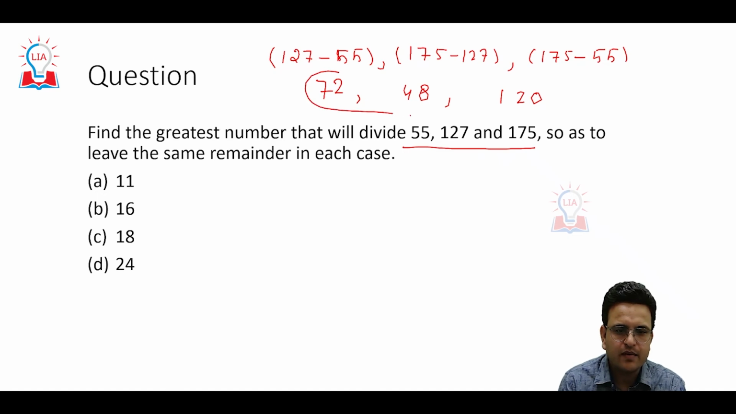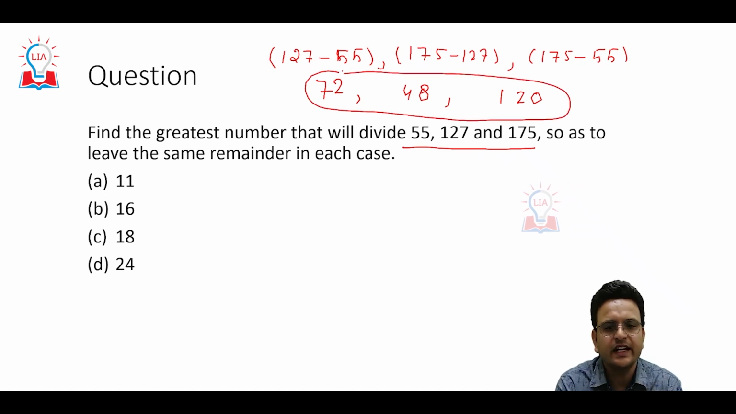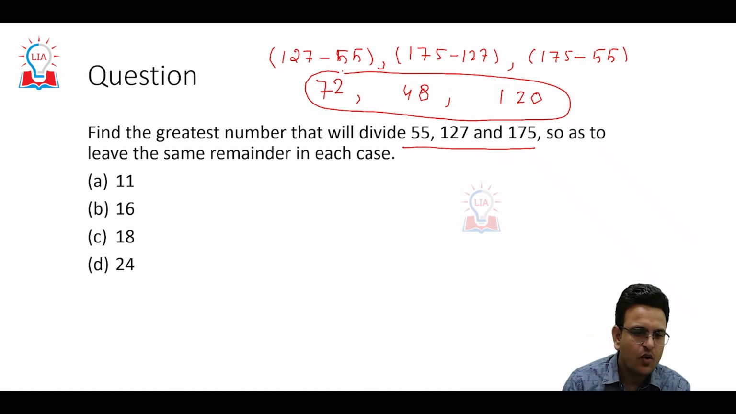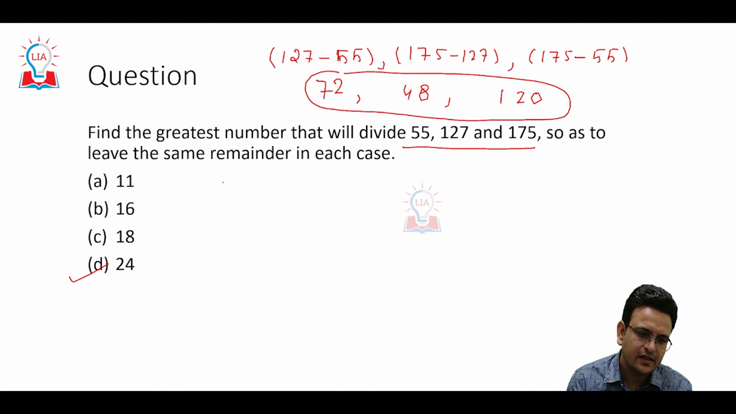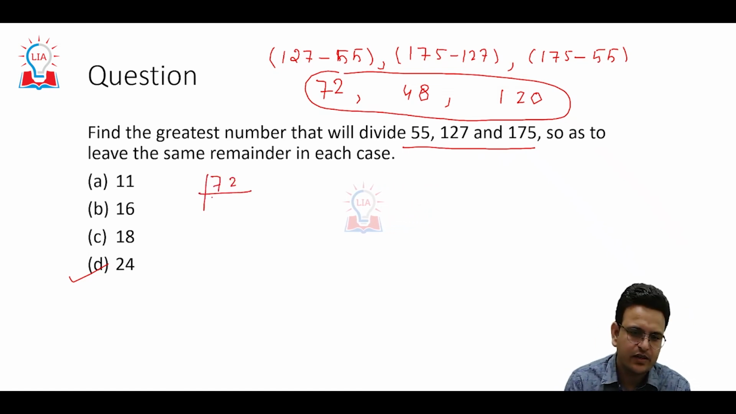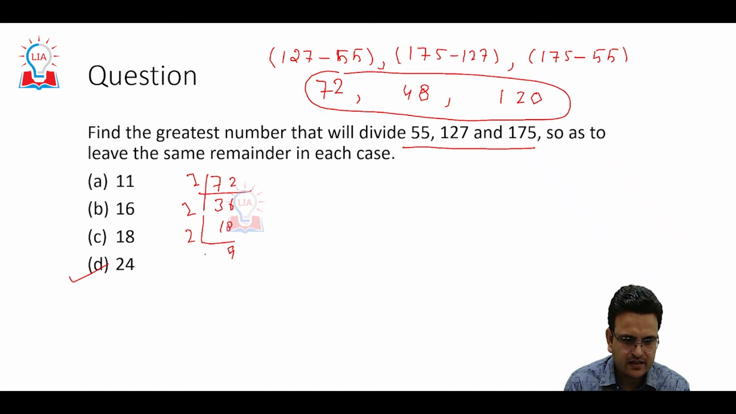So now we have the numbers 72, 48, 120. Now you are able to easily understand that all the numbers are divisible by 24. You can also take the factors of 72, 2, 36, 2, 18, 2, 9 and then 3, 3. This is one way.